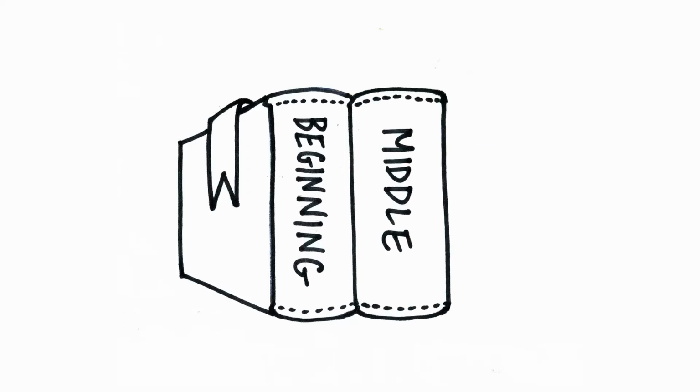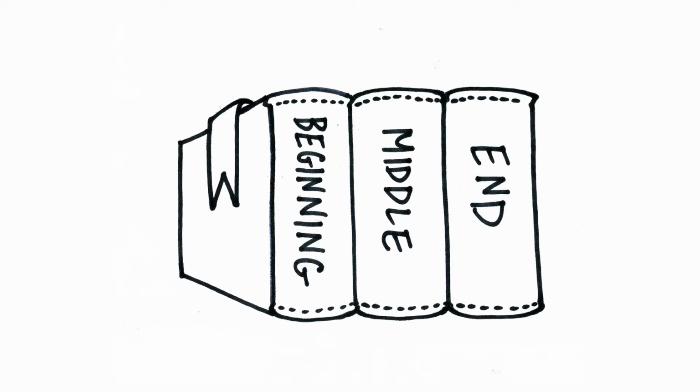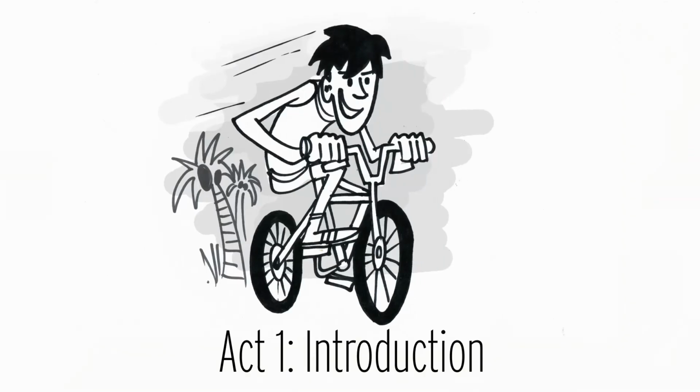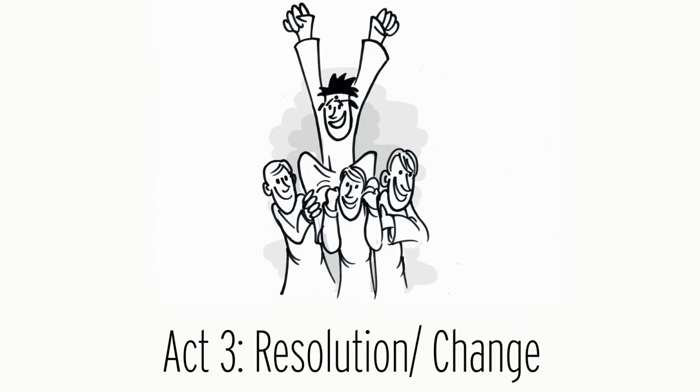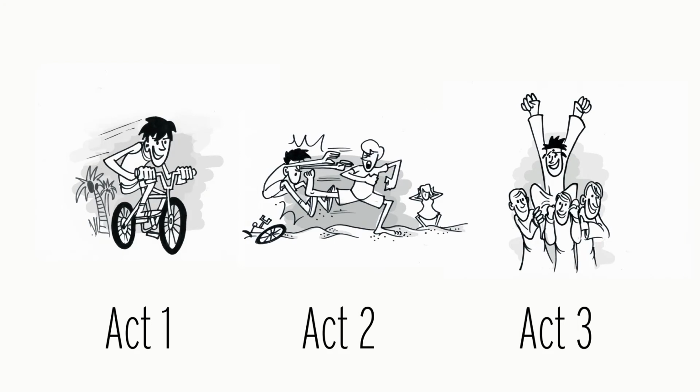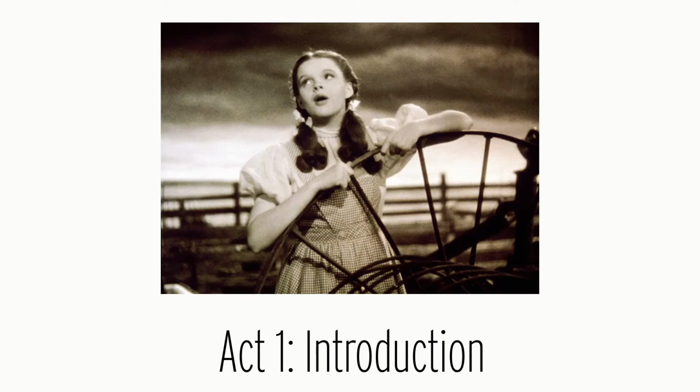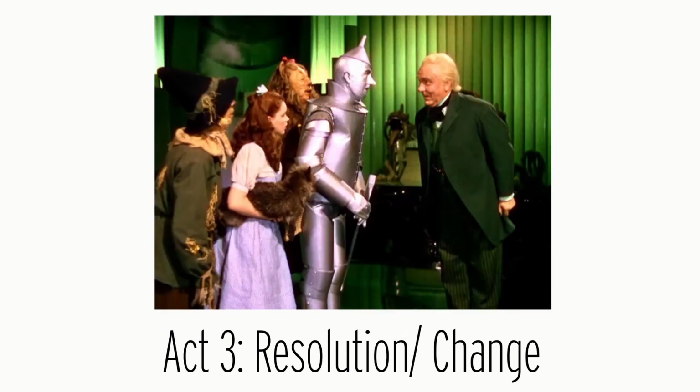Beginning, middle, and end. Essentially, and in most Western literature, these round off to Act 1, Introduction, Act 2, Conflict, and Act 3, Resolution. And we can imagine this in a series of quick sketches, and you'll see these same principles in most stories that we're familiar with over and over again.